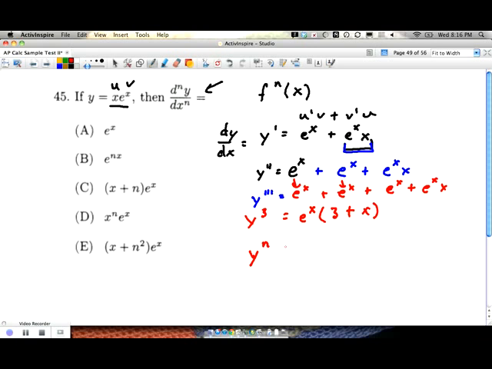So if I were to follow that pattern, I could assume that for the nth derivative this 3 is now going to become just n. We have an x, and it's times e to the x. The only thing that looks like it would fit that pattern is C.